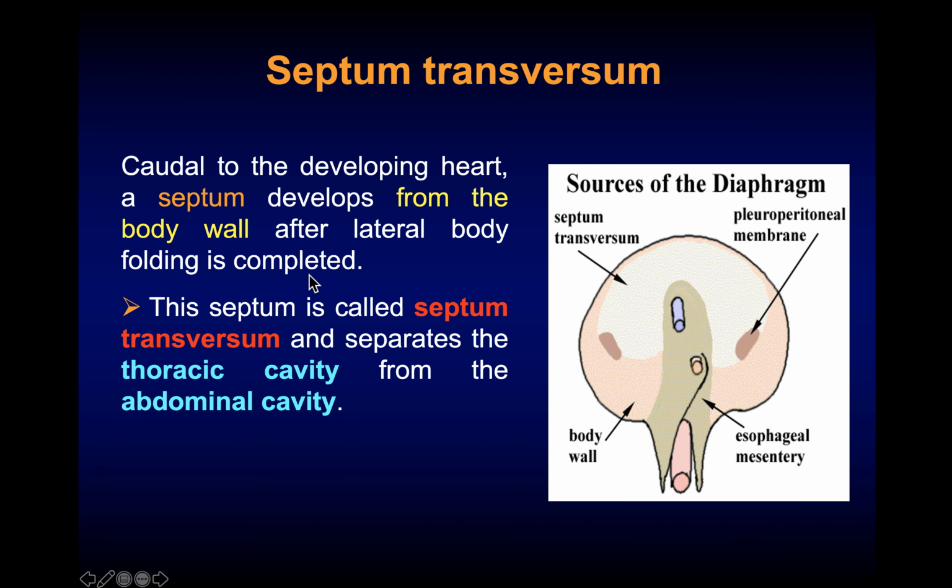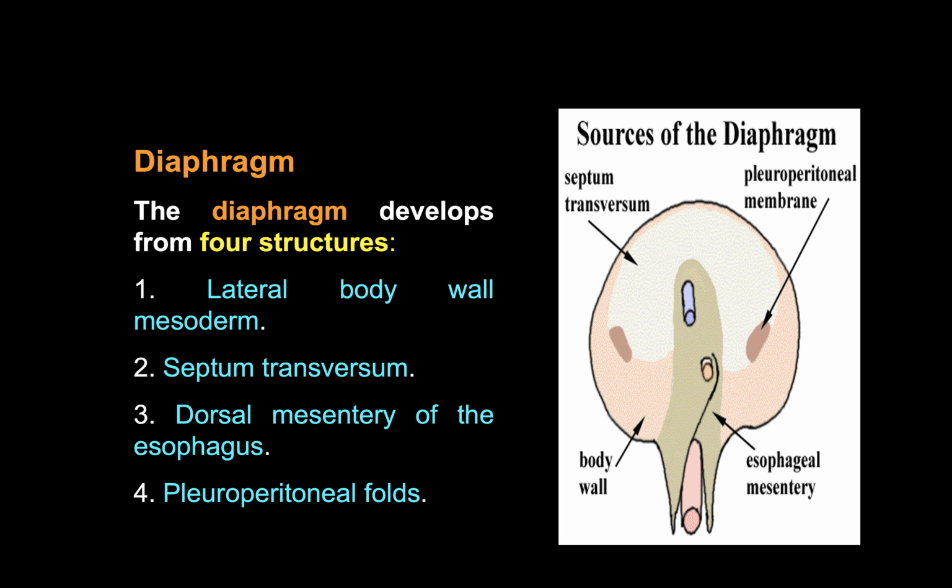folding is completed. You remember that we have the ectoderm, mesoderm, we have 3 layers. Then we have to do the folding, and this results in the closing of the body cavities from the ventral portion, and we have the cranial folding and the caudal folding that will result in the formation of the tubular structure of our body. As I said, the septum transversum will result in the formation of the diaphragm, which separates the thoracic cavity from the abdominal cavity.